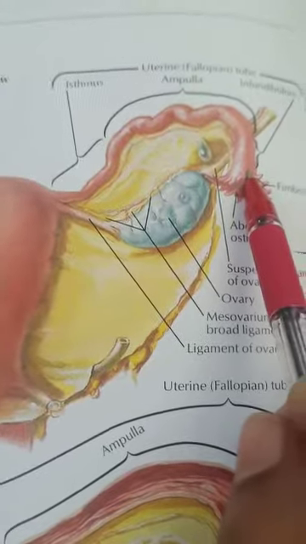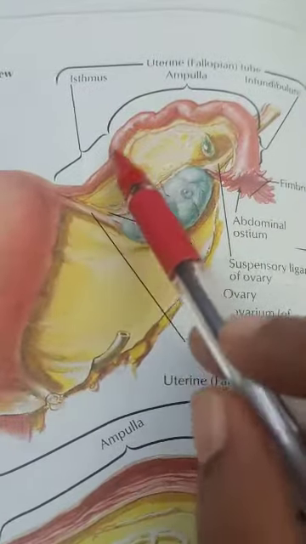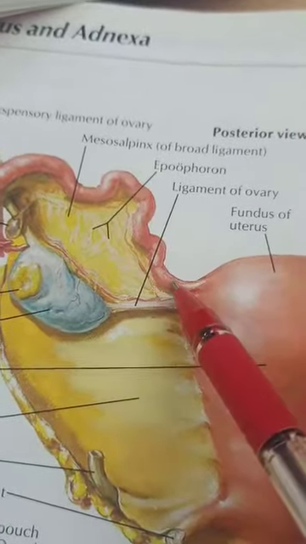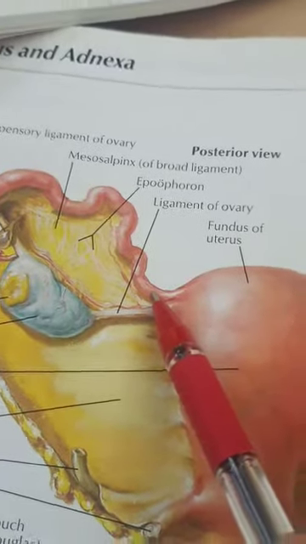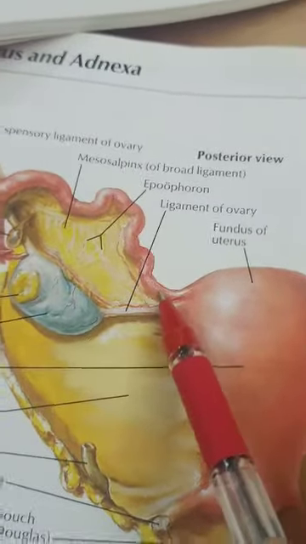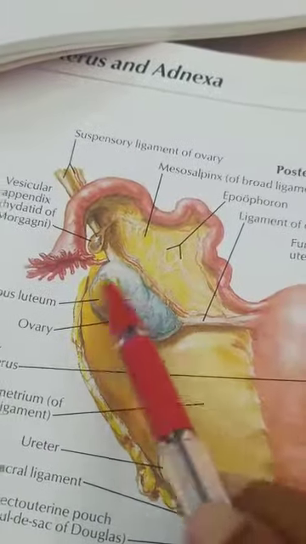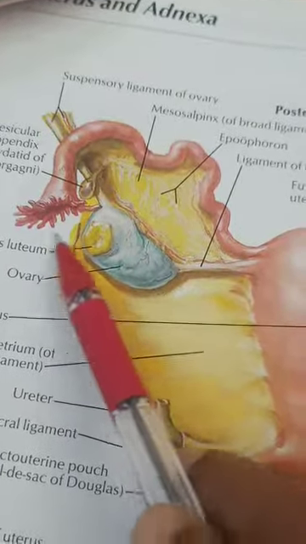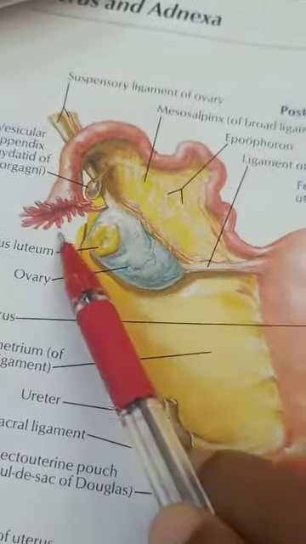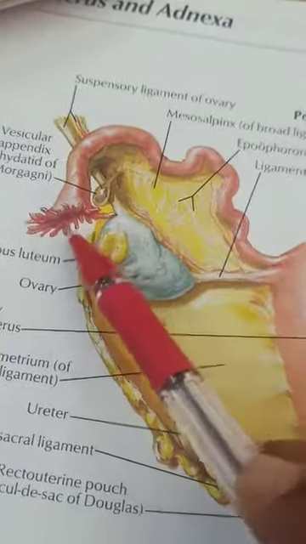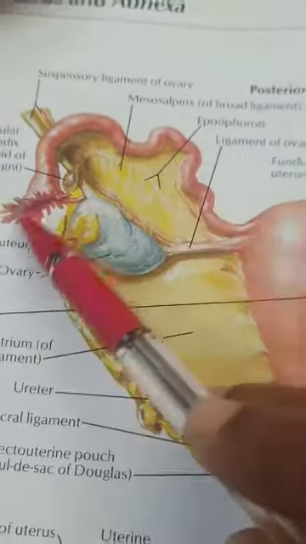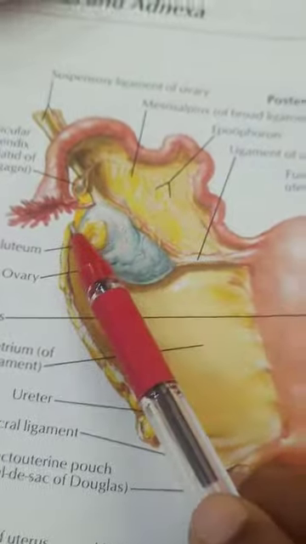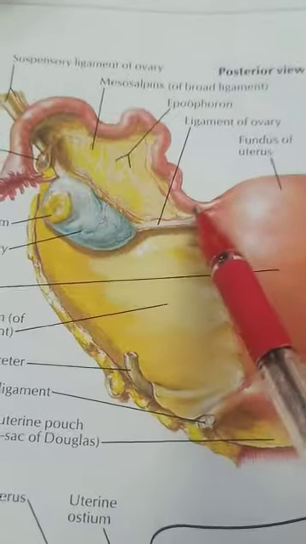Salpinx. By definition, it is a tortuous tube. You can see it is not straight. This side also you can see it is a curved tube. So it is a tortuous muscular tube which conveys the oocyte. This is our ovary. From the ovary an ovum is released, and this ovum comes to the pelvic cavity, and from the pelvic cavity the uterine tube picks up the ovum and transfers it into the uterus. So it conveys the oocyte from the ovary to the uterus. That is its function.